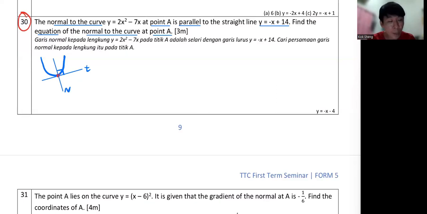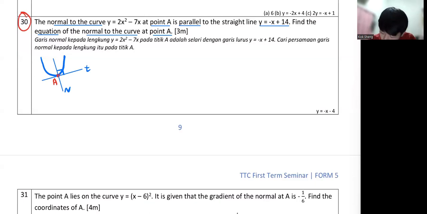You can just simply draw a picture here: the normal to the curve at point A. You can see where the straight line intersects, the red color here. This is the point A. So this is a normal to the curve at point A. Okay, first part of the sentence.